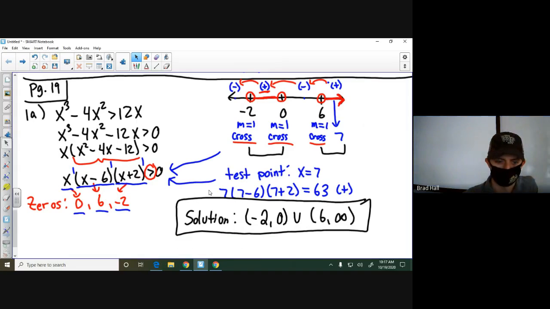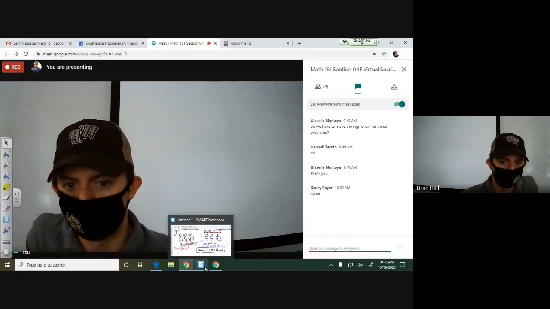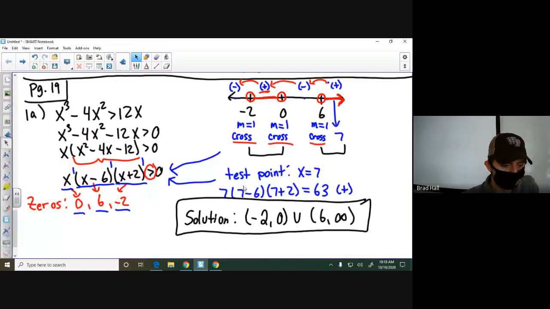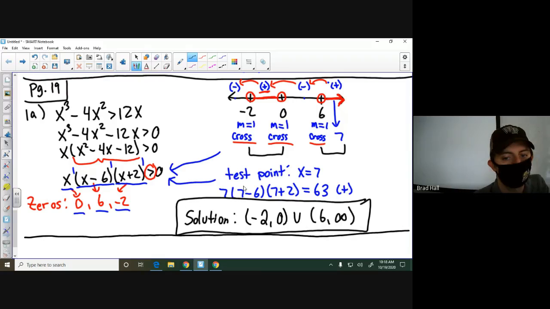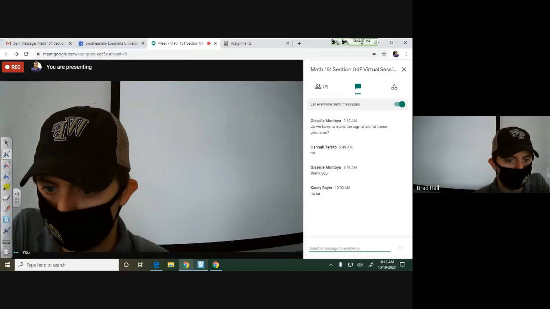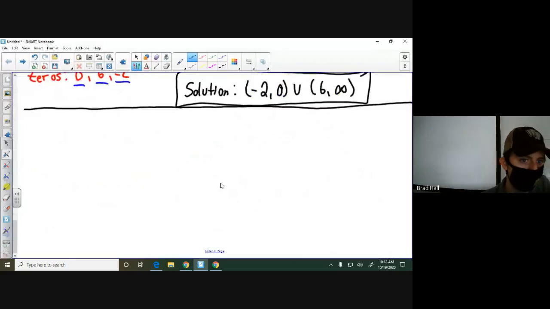So does anyone have any questions about this problem? If not, we can go ahead and move on to the next problem, or next part, 1b.